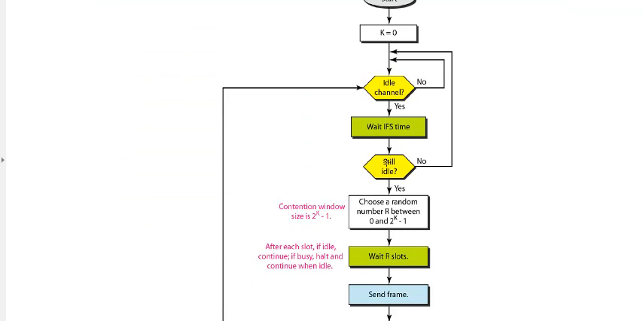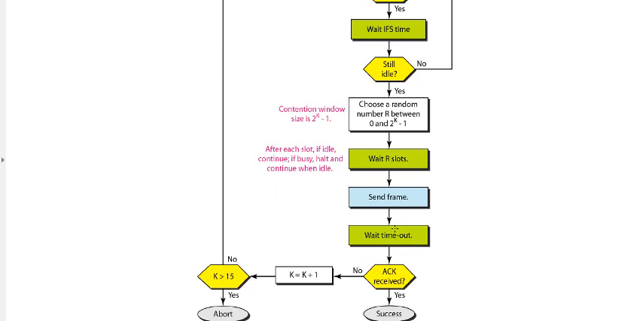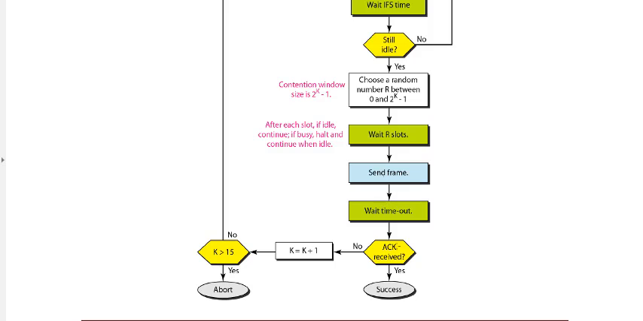So this is the flow chart. If the line is idle, it does not send the packet immediately. It waits for some interframe space, and only then it sends the packet. If a collision occurs, it waits for some time, and we have an algorithm for this. Based on that, this loop goes on, but still more than 15 times it won't allow you.